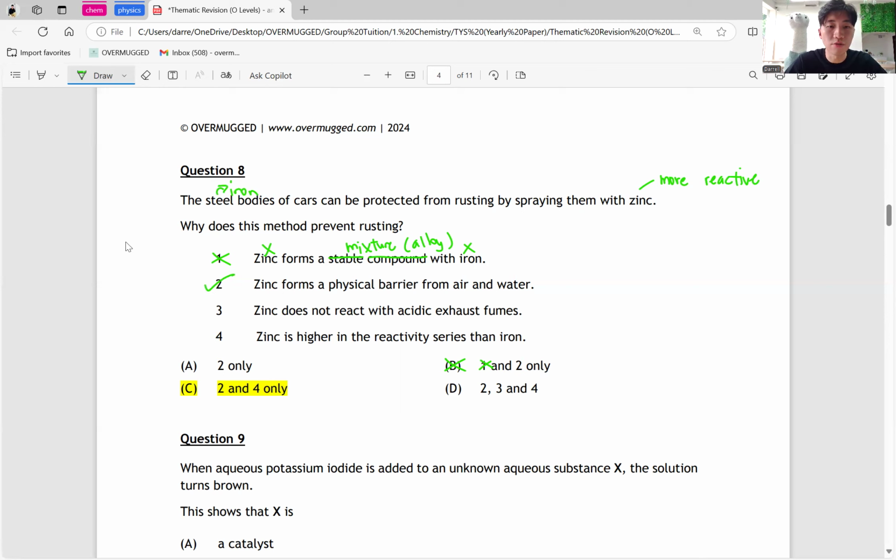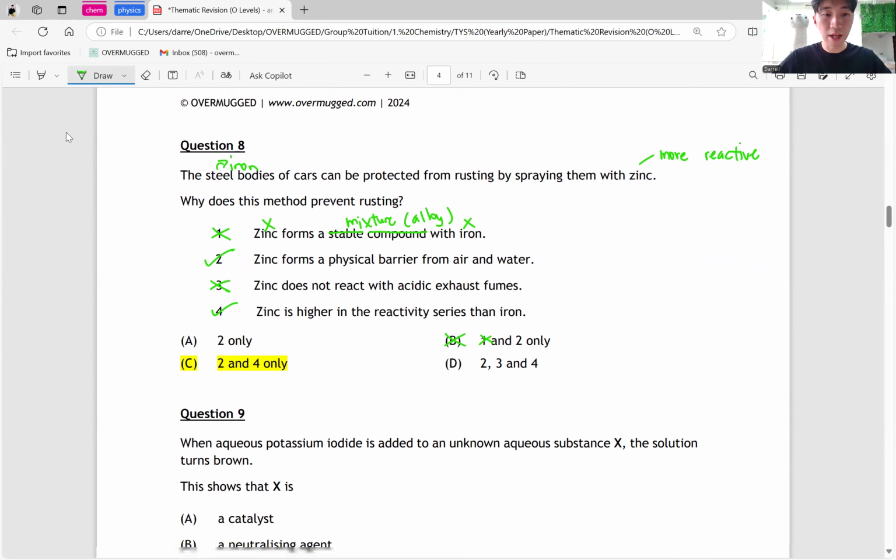Next, zinc does not react with the acidic exhaust film. Now, even if you're not too certain, the main focus here is, will zinc react with acidic exhaust film? Acidic exhaust film themselves doesn't react directly with metal. If anything, it is true that acid reacts with metal, but acidic films are not yet acidic until they dissolve in water. So here, this statement is therefore not true. Lastly, we can all agree that your zinc is higher in reactivity than iron. And this is the reason why it will react in place of the iron. So in other words, that's how it forms a protection from rusting itself. So your zinc will react in place of your iron.